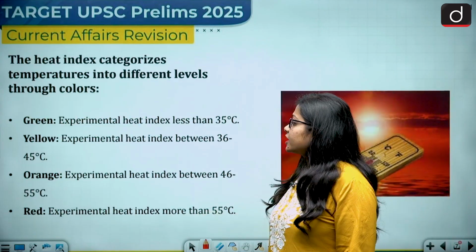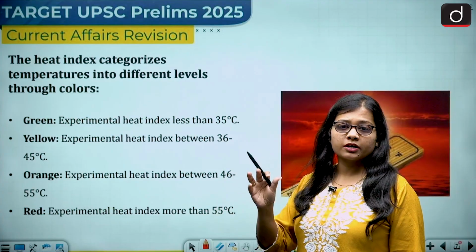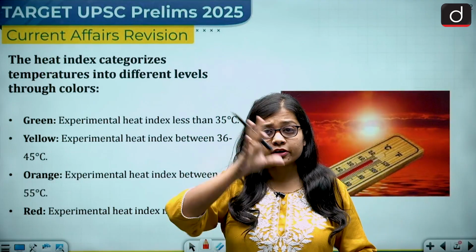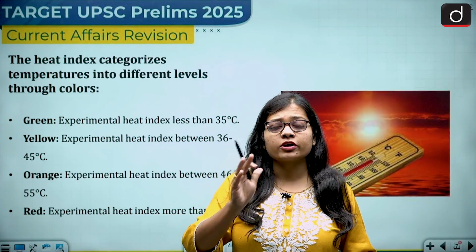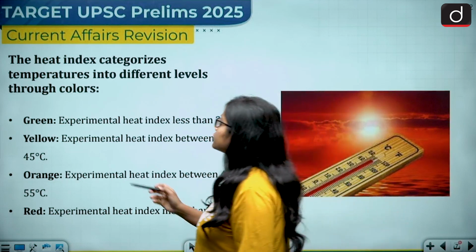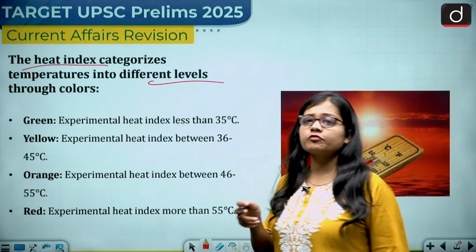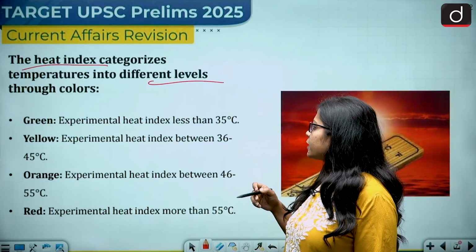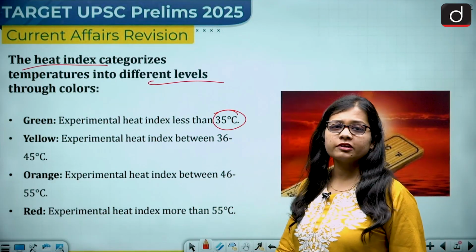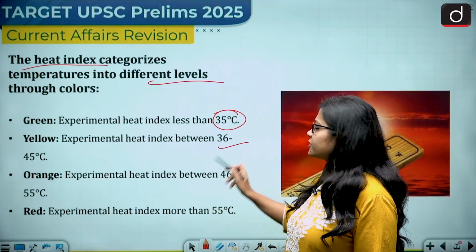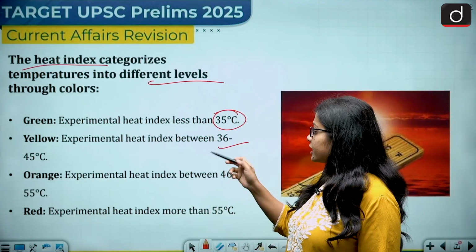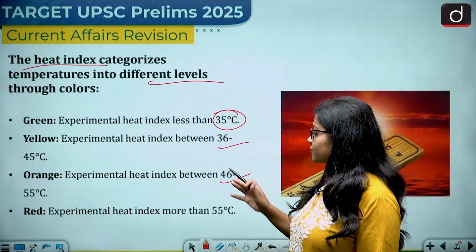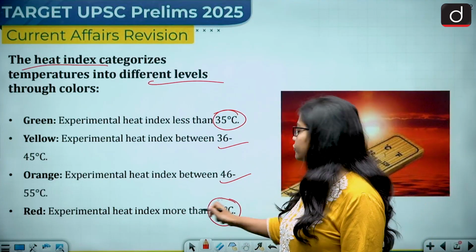Now the heat index categorizes temperatures into different levels through colors. Whenever we say it is a heat wave, we usually see the color red. Then there are different colors that we see on the maps while talking about temperatures, indicating the level of heat. For example, green is experimental heat index less than 35 degrees Celsius. Yellow is between 36 and 45 degrees Celsius. Then comes orange, between 46 and 55 degrees Celsius. Then comes red, which is more than 55 degrees Celsius.